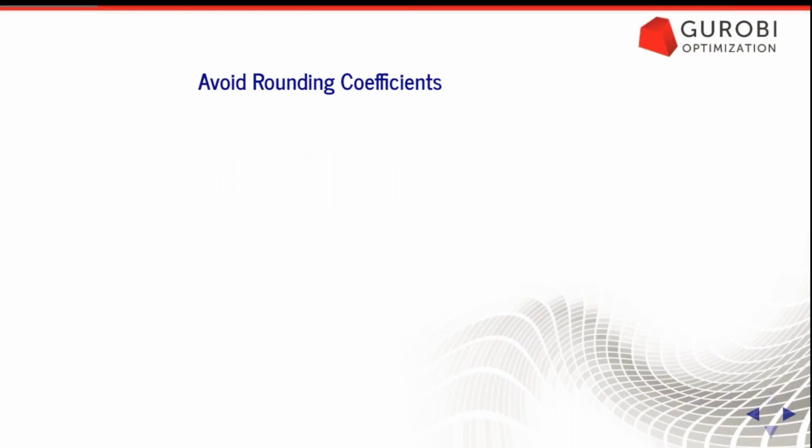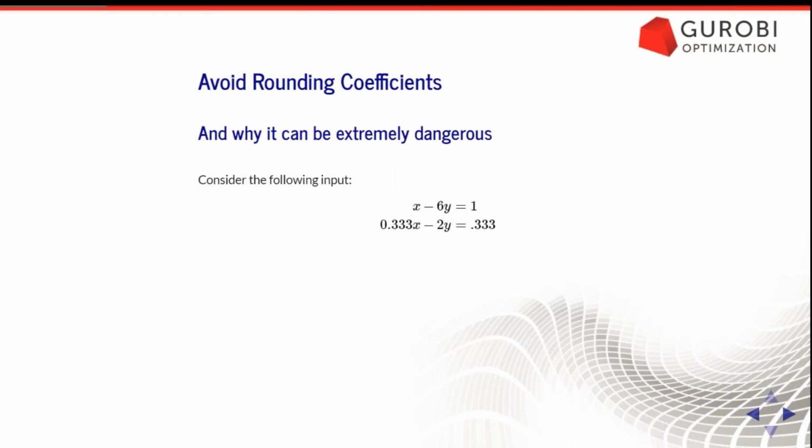The first and probably the easiest one is rounding coefficients. Probably this is best explained with an example. And this can really be very, very dangerous. So this is a very simple example. Assume that you give the solver these two constraints. And you may look at them and say, well, you know what? These really look like the same constraint. And the numbers are close to being 1/3. That 0.333 could be interpreted as 1/3.